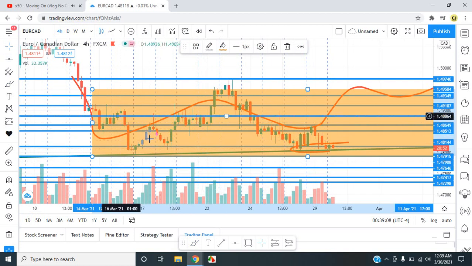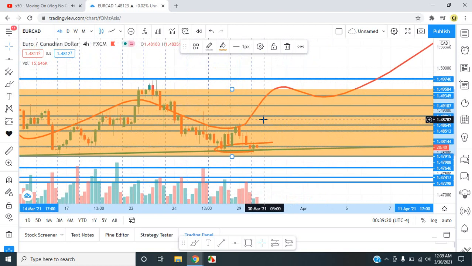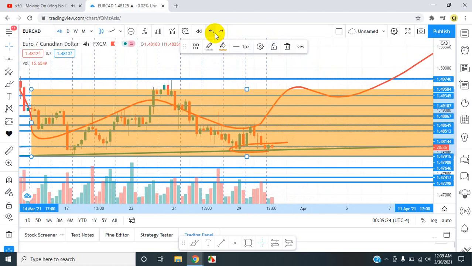Okay, so I see a double bottom here. The market retested twice, so it consolidated here, about 2 touches to the bottom, and the market pushed up, came back down. Okay, so I'm gonna show you guys what the market is doing. I'm gonna show you exactly what the market's about to do.